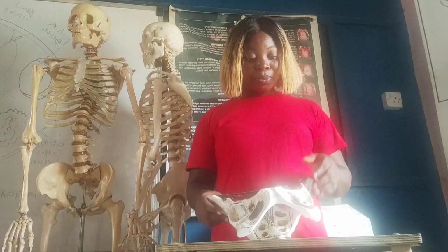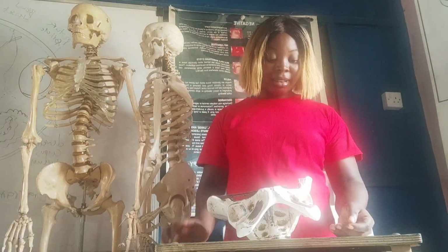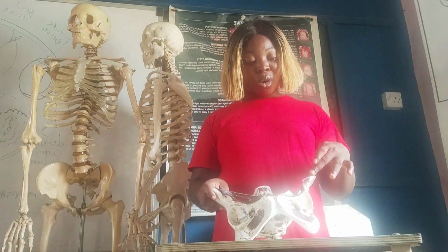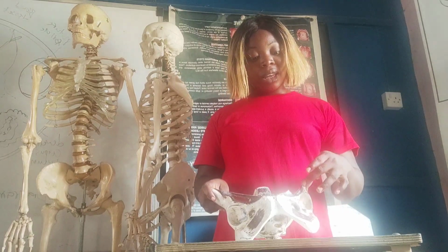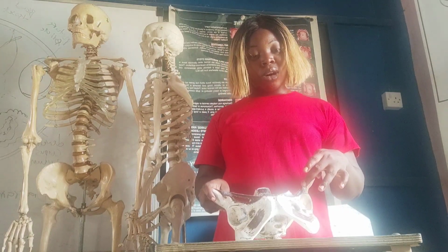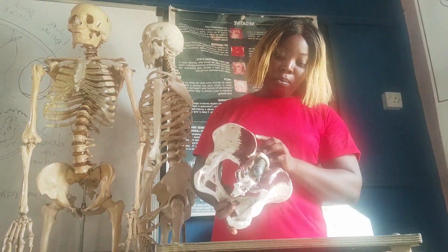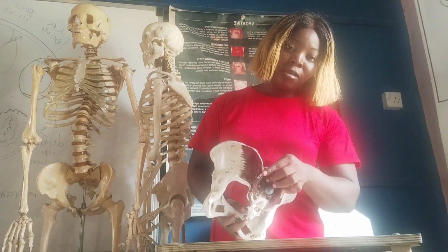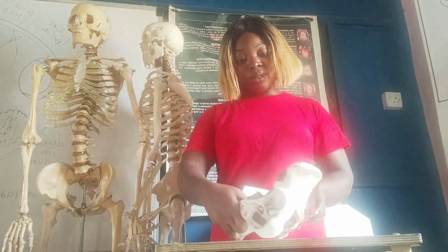In this ilium, there are iliac spines. We have the anterior superior iliac spine, and we have the anterior inferior iliac spine. Here we have the posterior superior iliac spine, and we have the posterior inferior iliac spine.